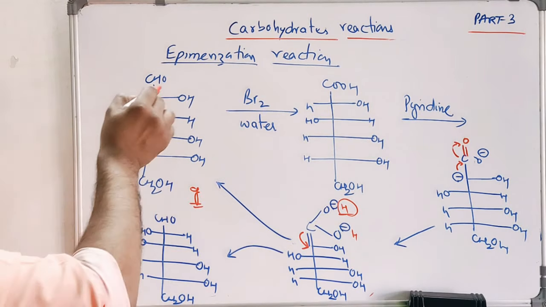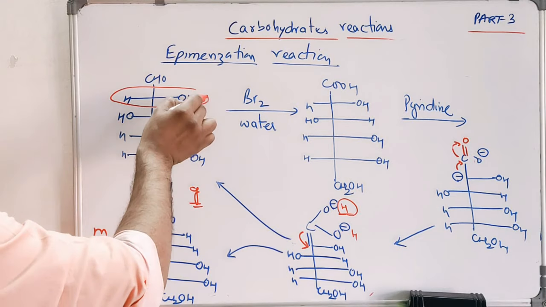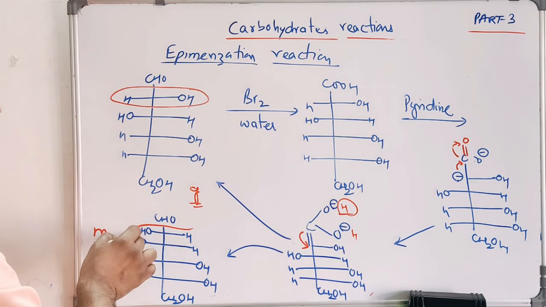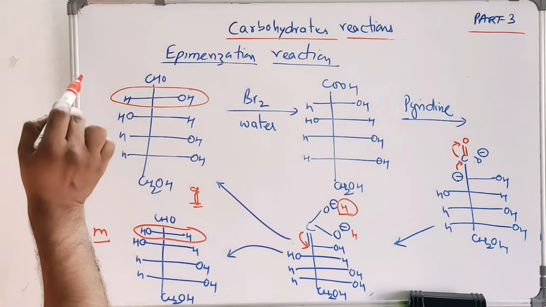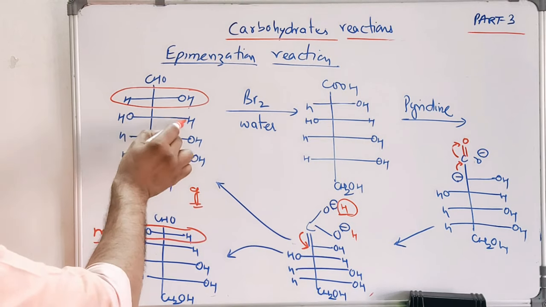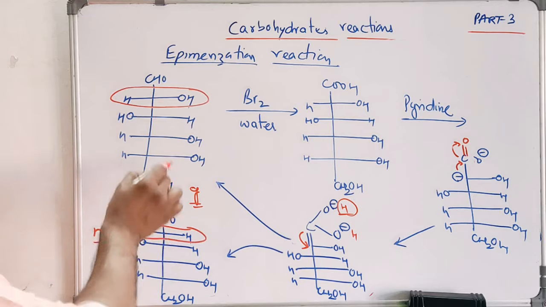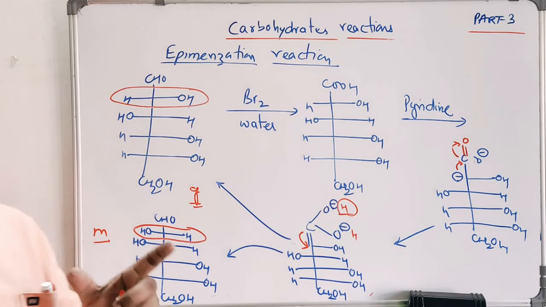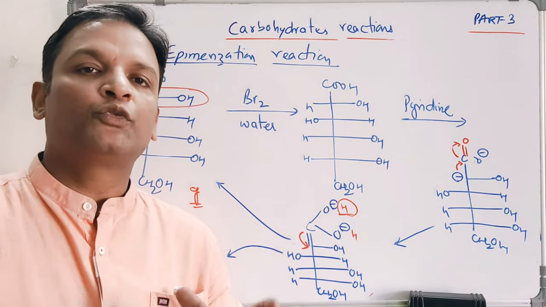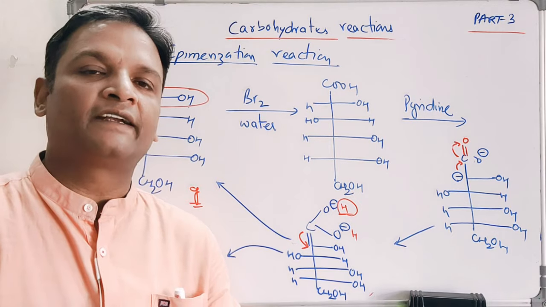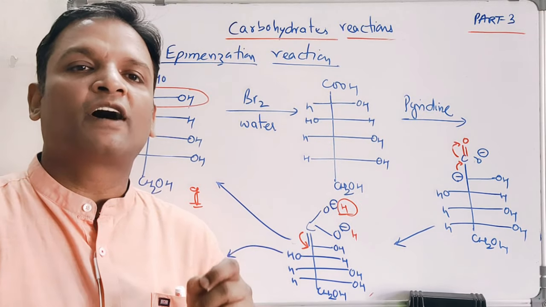You can see here these two compounds differ only at one carbon atom. Only one carbon atom is differing in these two compounds; the rest are the same. So all those isomers which differ only at one chiral center and the rest of the chiral centers are the same are called epimers.